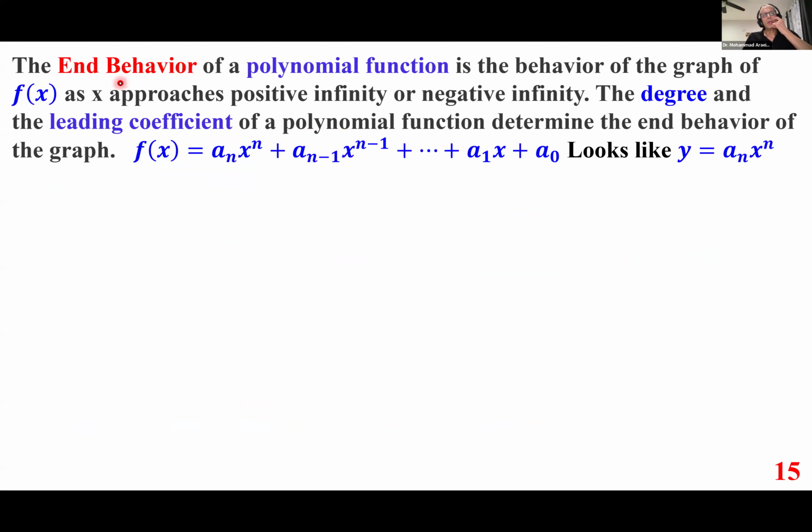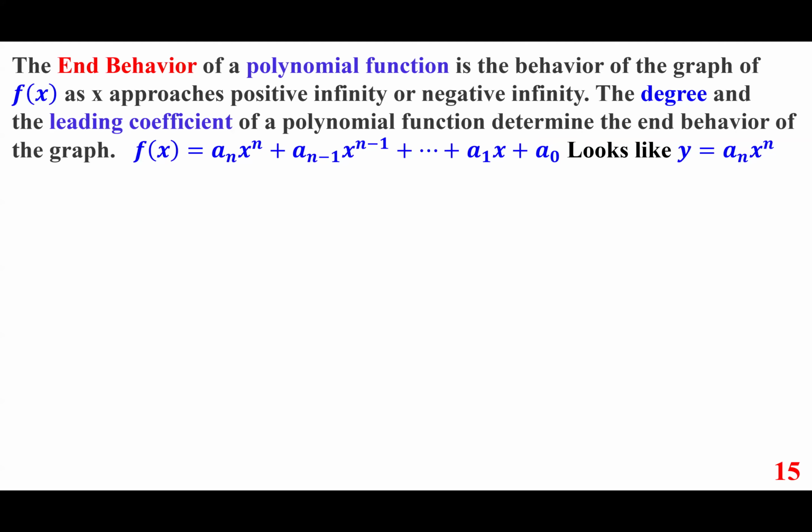The end behavior of a polynomial function is the behavior of the graph of f of x as x approaches positive or negative infinity. The degree and the leading coefficient of a polynomial function determine the end behavior of the graph. f of x is a sub n x to the power of n plus a sub n minus 1 x to the power of n minus 1, all the way to a sub 0. Eventually, it will look like y equals a sub n x to the power of n. That's what is going on, and that's important.